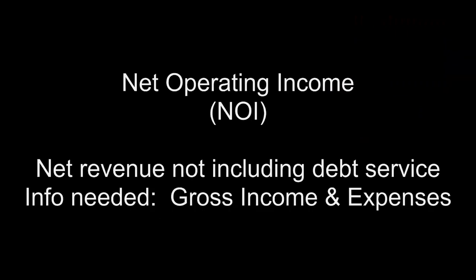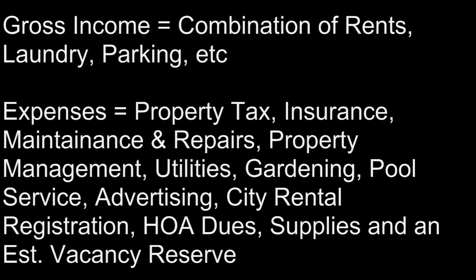The net operating income, or NOI, is the net revenue derived by subtracting the expenses from the gross income, not including debt service or mortgage payments. This number is a required part of the calculations to determine several of the primary evaluation techniques like cap rates and debt coverage ratios and other post-purchase strategies. Gross income can be a combination of rents, laundry, parking, etc.